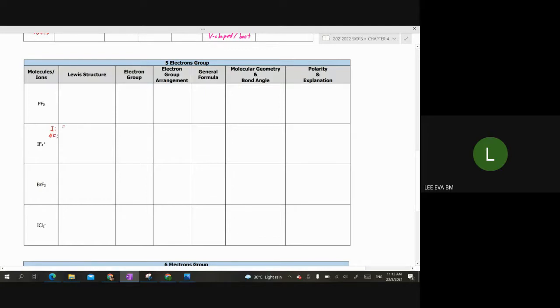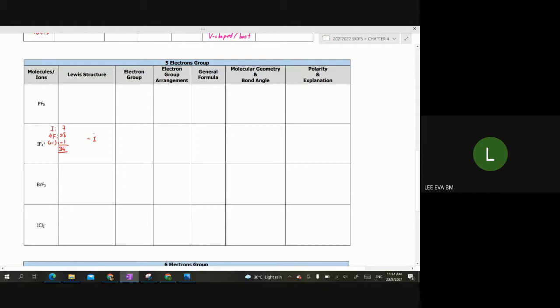You're still using the same method as when we draw the Lewis structure. 1 fluorine has 7 valence electrons, 1 iodine has 7, and then 4 fluorine is how many? A quick recap: 28. Positive charge? Negative. Minus 1. Don't forget about your charges, very important. So overall, how many do we have? 34. Okay, 34.